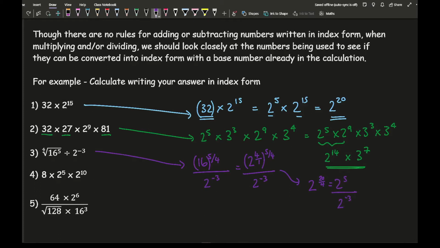Now when I'm dividing, I take away the powers, so that's going to be 2, 5 minus 3, which gives me 2 to the power 8 as my final answer.